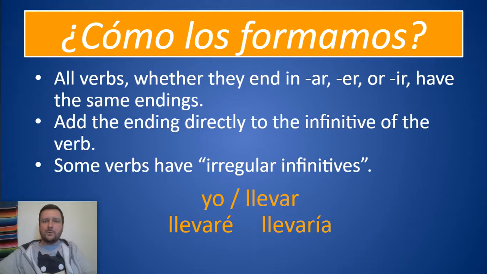So how do we form them? Well, just like we did in the future. All verbs, whether they end in AR, ER, or IR, are going to have the same set of endings. We add that ending directly onto the infinitive. And there are some verbs that have irregular infinitives. For example, I have here the yo form of llevar. In the future, you guys knew it as llevaré, I will wear. Well, now we just have a new ending, llevaría, I would wear.